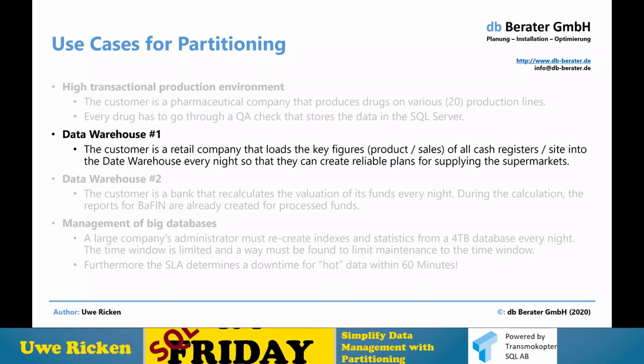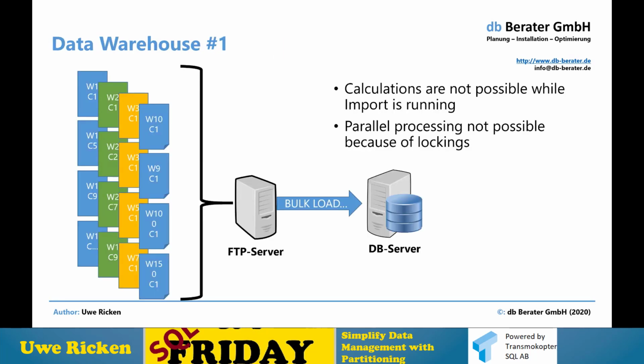They have way over 3,000 supermarkets just here in Germany, 3,000. And every single night when the market is closing at 10 p.m., the cash desks automatically push all the data they have onto an FTP server. And from this FTP server, a process is bulk loading the data into the database server.